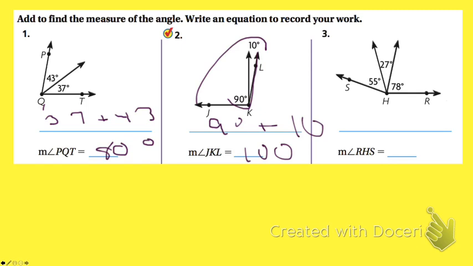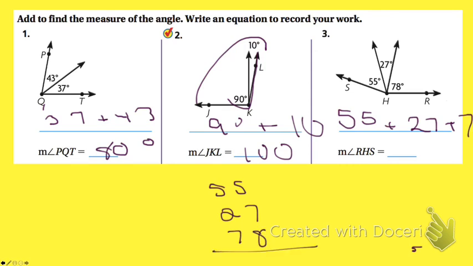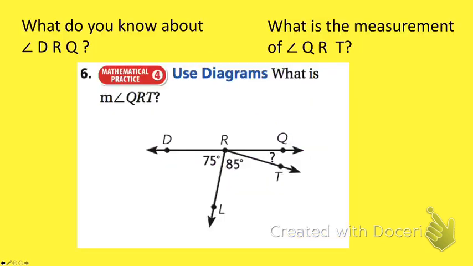Now this one looks a little crazy. I've got three angles that I have to add up. So if I had to add up three angles, I start with 55 plus 27 plus 78. Oops, can't see my 78. I'm going to write them down here. 55, 27, 78. Now if I add up all three of those numbers, I'll know how big this angle is. 8 and 7 is 15, and 5 makes 20, so that's a 0. Regroup a 2. 7, 9, 14, 15, 16. So this angle, RHS, is 160 degrees.